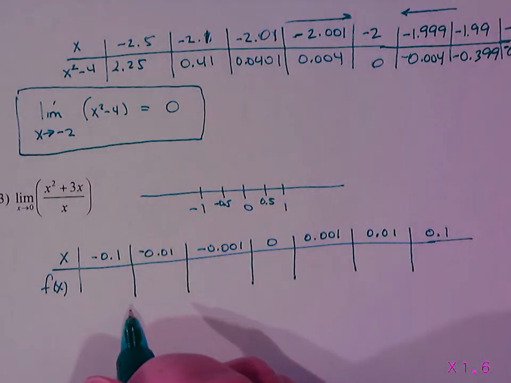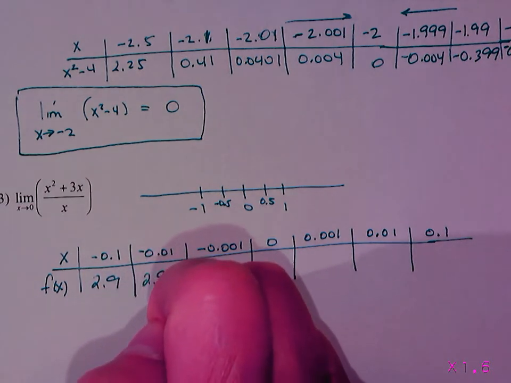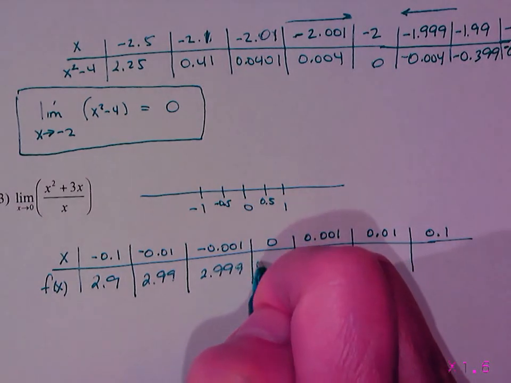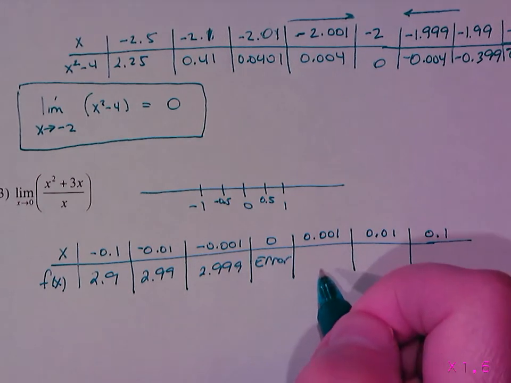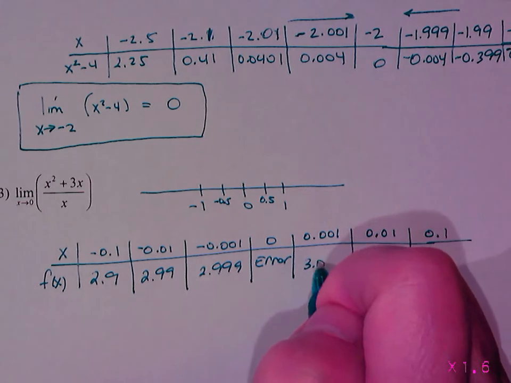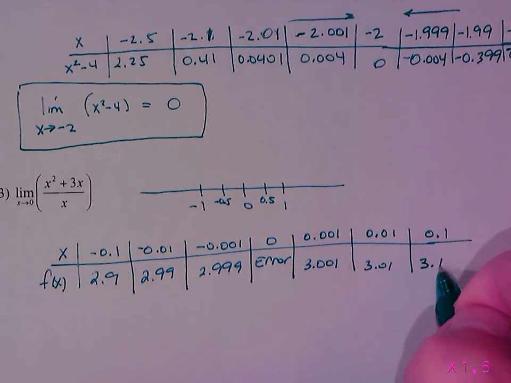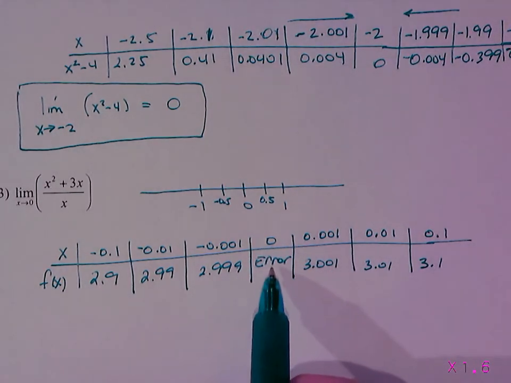When I put these into the calculator, I get 2.9, 2.99, 2.999. Here, my calculator says there's an error, so I don't have a number. Then I have 3.001, 3.01, and 3.1. This is different from the other ones. There's not a number here. There's an error. But in Algebra 1, that would give me a problem, even in Algebra 2.